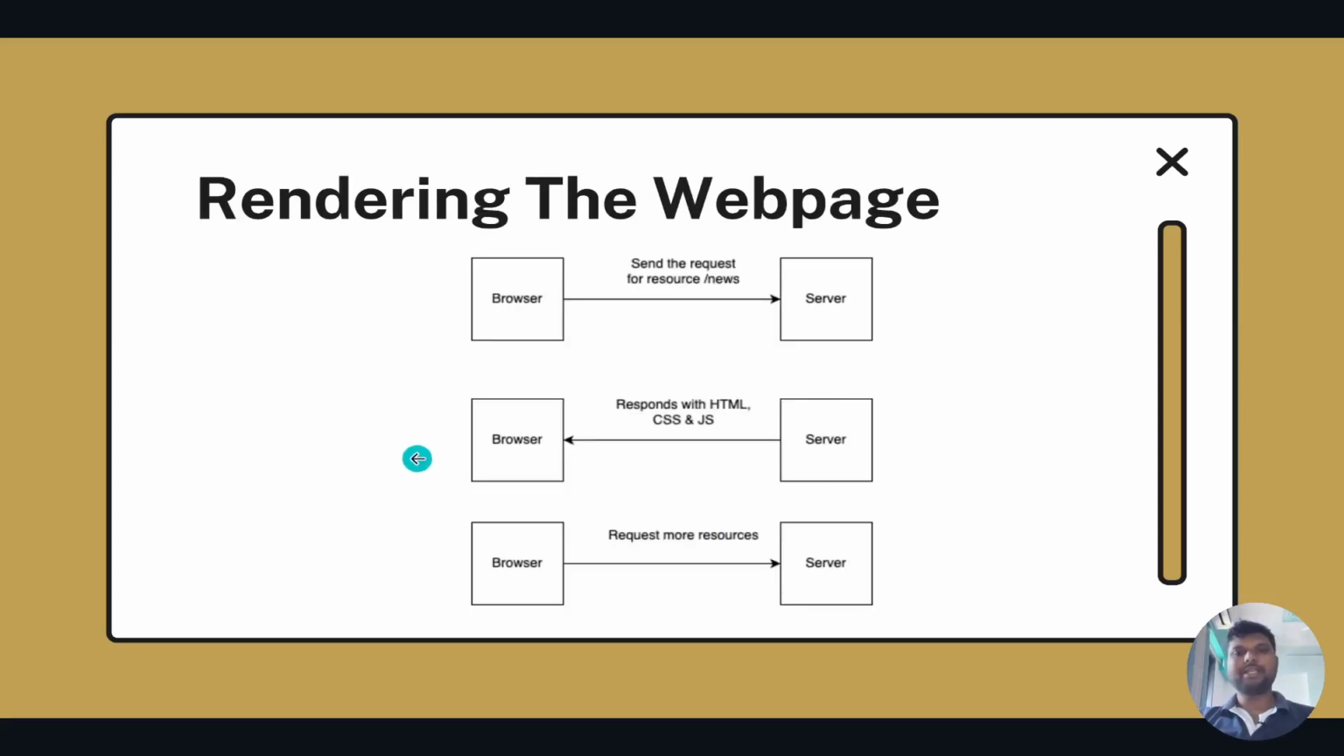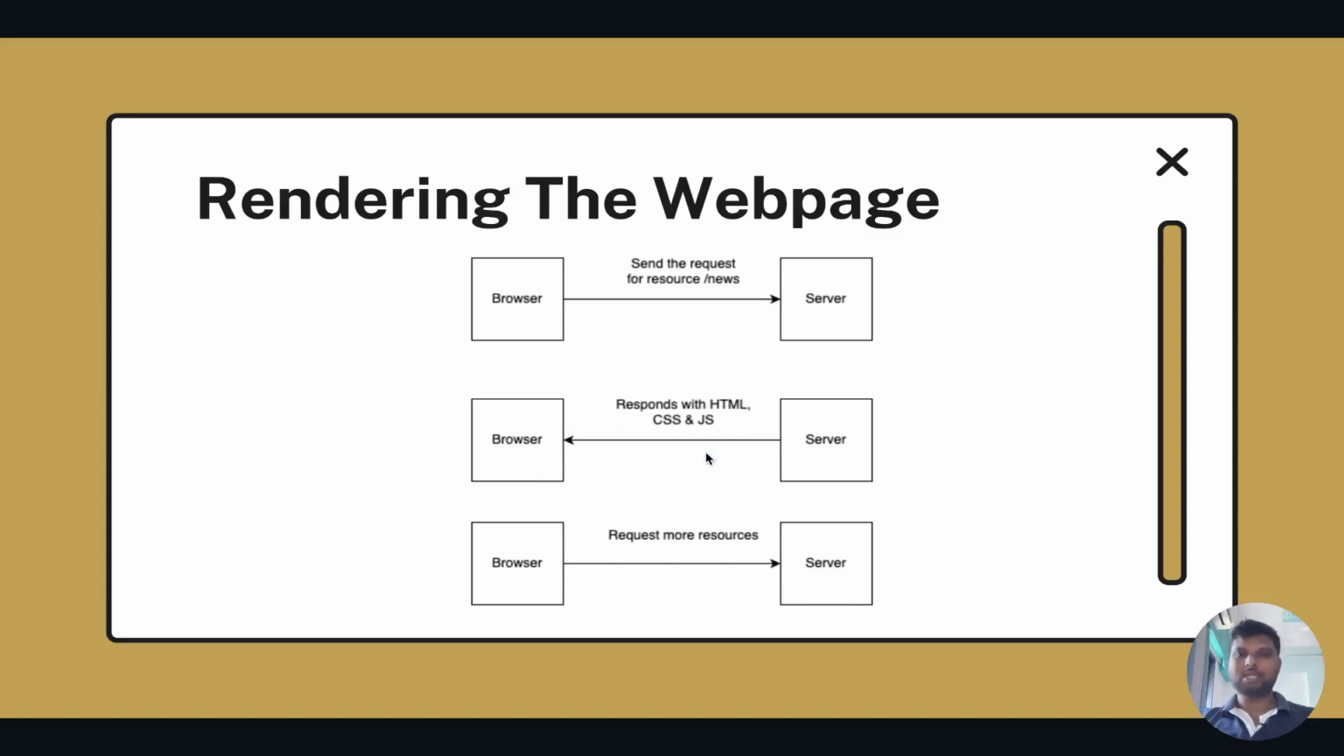Now once the connection is established, the server can start sending the files to the browser. Your web page is nothing but files on the server, written in HTML, CSS and JavaScript. The browser asks for the web page and the server will send the HTML to the browser. Now in that HTML there can be CSS and JavaScript files linked, so the browser will again ask the server for the CSS and JavaScript files, and the server will eventually send us the CSS and JavaScript files.